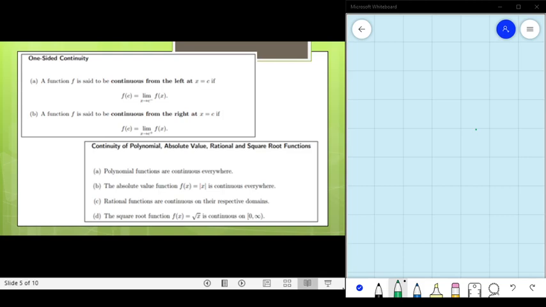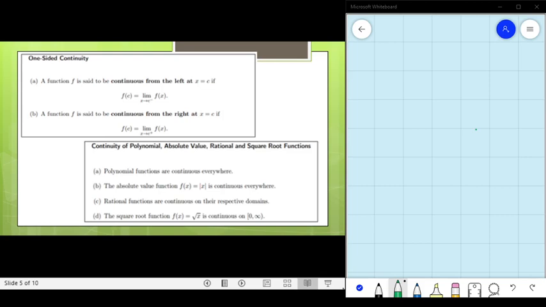Then we have the absolute value function, f of x is equal to the absolute value of x, which is also continuous everywhere, the same as the polynomial. Next, rational functions are continuous on their respective domains, meaning those values that do not make the denominator of the function 0. If the value of your denominator is 0, then it is not in the domain.